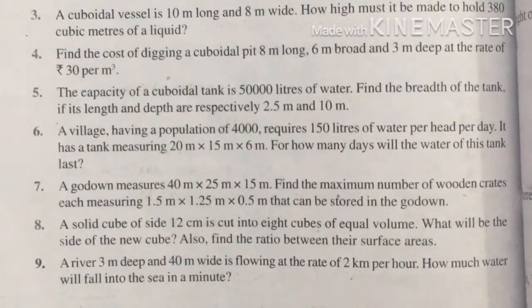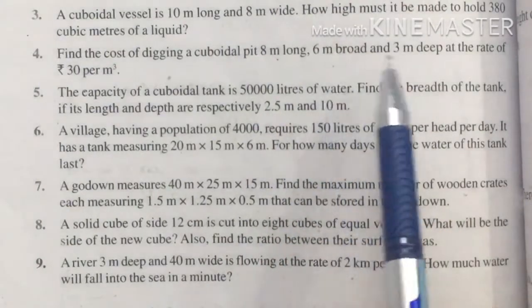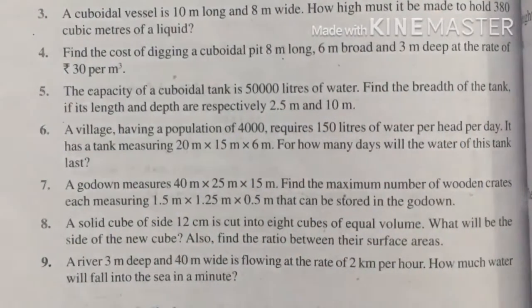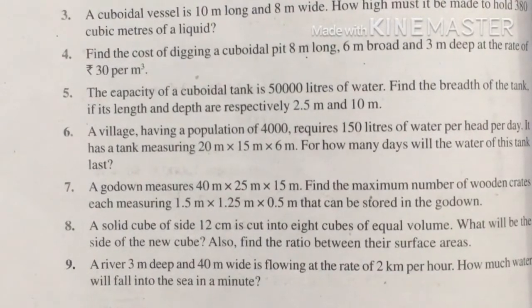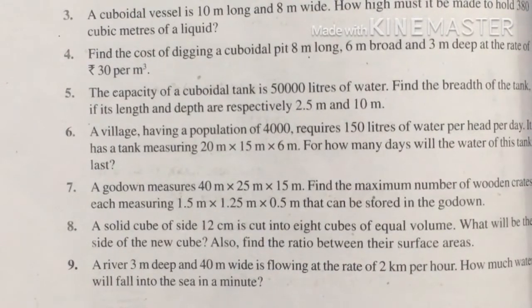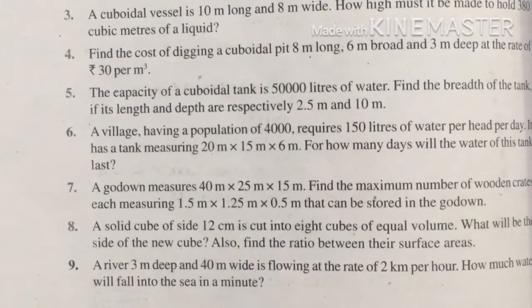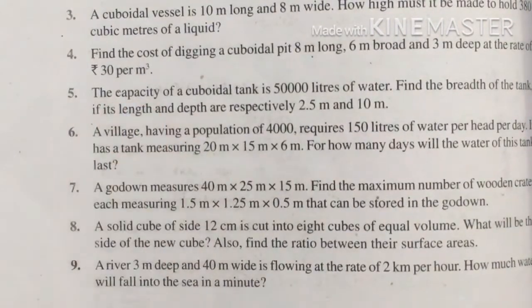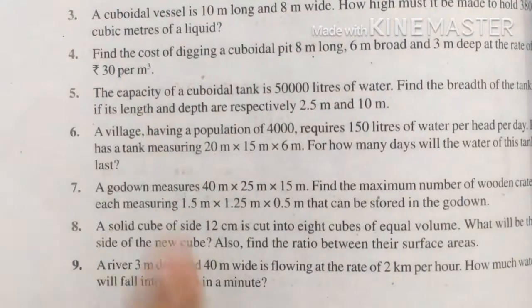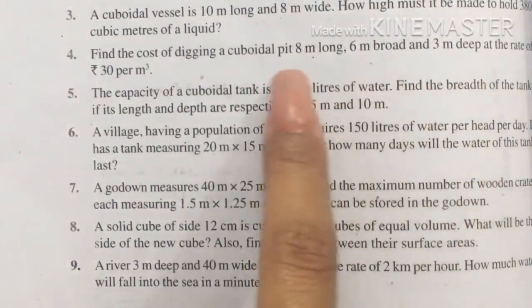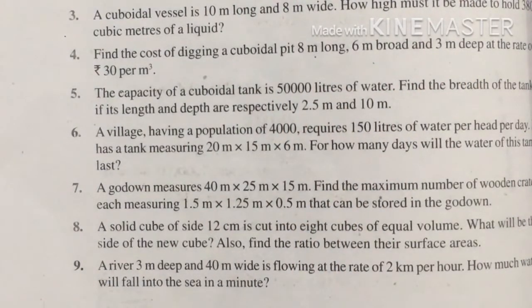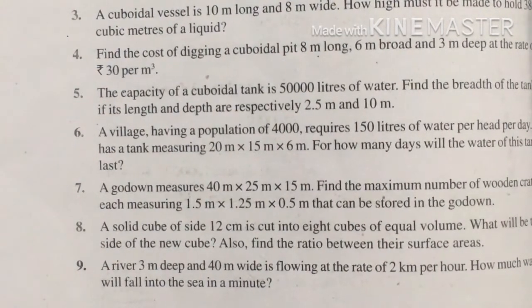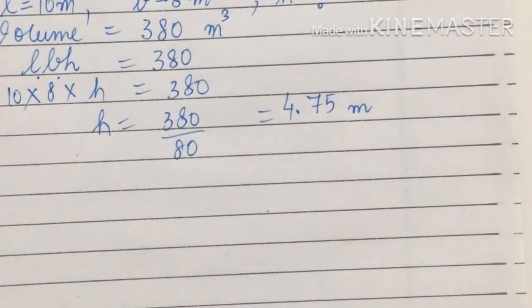Find the cost of digging a cuboidal pit 8 meters long, 6 meters broad and 3 meters deep at the rate of 30 rupees per cubic meter. So when you dig a pit, earth is taken out, and the cost of digging depends on the volume of earth taken out. So here, if 1 meter cube of earth is taken out, the cost is 30 rupees. You have to find out the cost of digging a pit whose dimensions are as given. So we will find out the volume of the pit, which will tell us how much earth is taken out of that pit, and based on that volume we can find out the cost of digging.